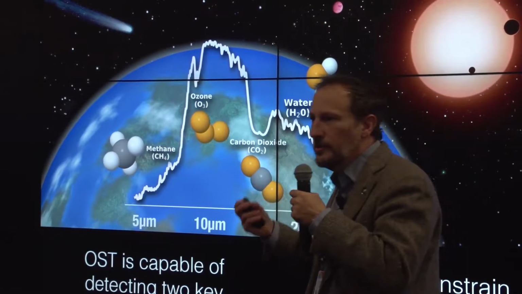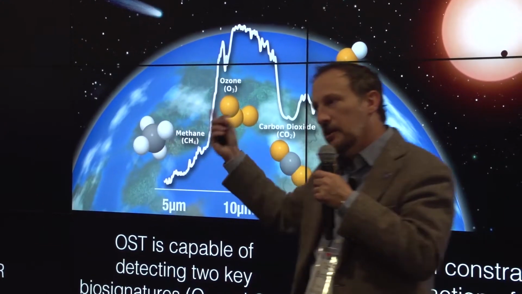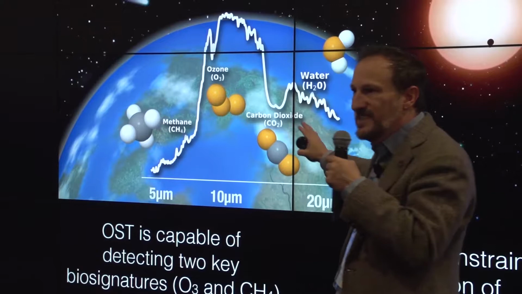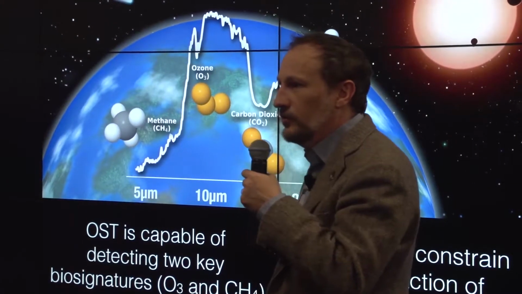So if you want to think about this, there'll be two so-called biomarkers that are in the system. That's methane and ozone. Ozone comes from O2. And with OST, we'll be able to survey tens of systems and actually determine whether we are alone in the universe.